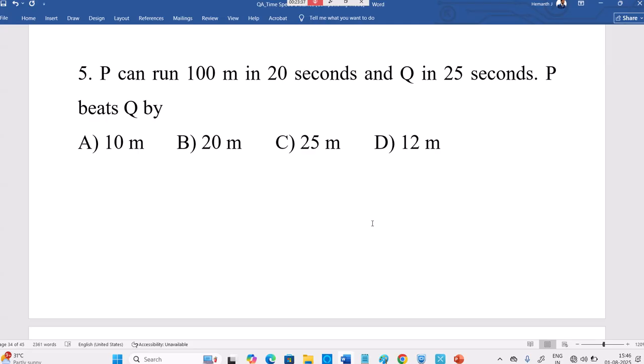So this is a very simple question. Many will say, but the answer is not given in timing. My dear friend, if it is timing, what should be your answer? Anyone? 5 seconds. Super. Because P took 5 seconds less time than Q. If it is timing, 5 seconds is the answer. But I am not asking timing, my dear friend. I am asking the distance.